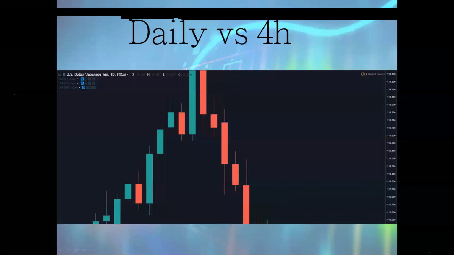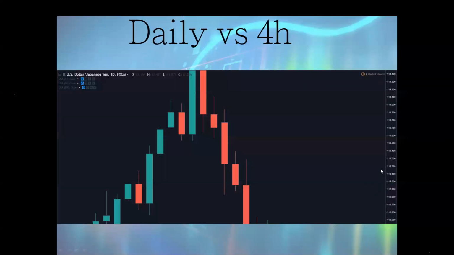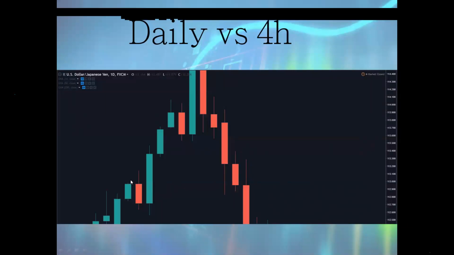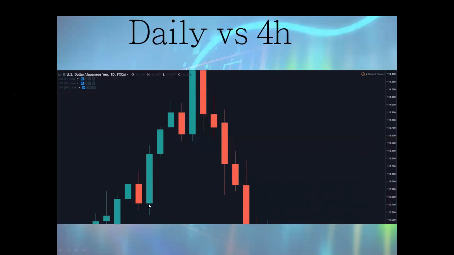Wouldn't the 1300 be resistance first? No, because look at where this candle started. It started down here, so this was support. So it's going to come down till here.